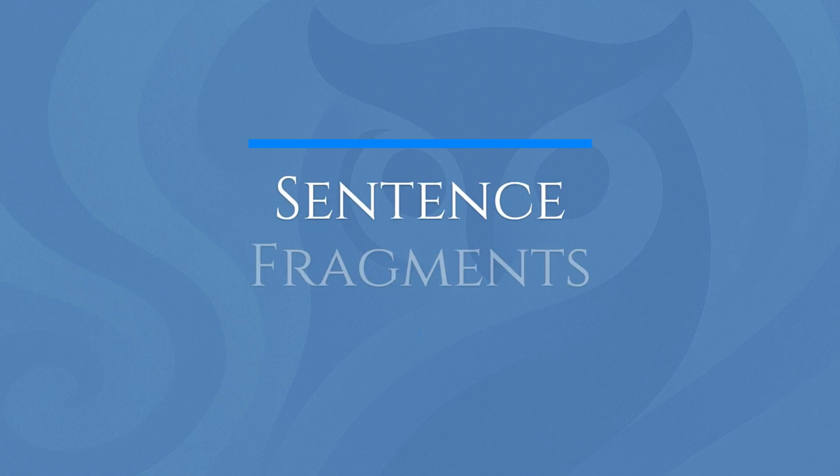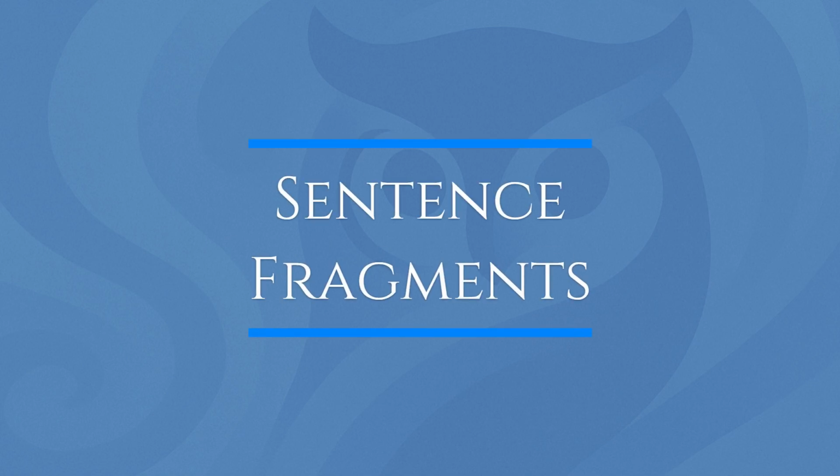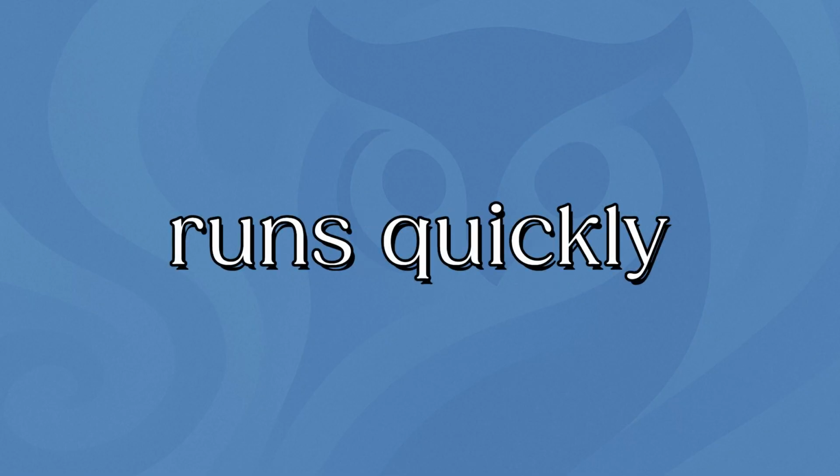You've done a great job so far, but what happens if we don't have a complete thought anywhere in the sentence? That's when we get a fragment. Example 1, the dog. That's not complete. It has a subject, but it doesn't say what the dog does or is. Example 2, runs quickly. That's not complete either. It tells what happens, but we don't know who or what is doing it.